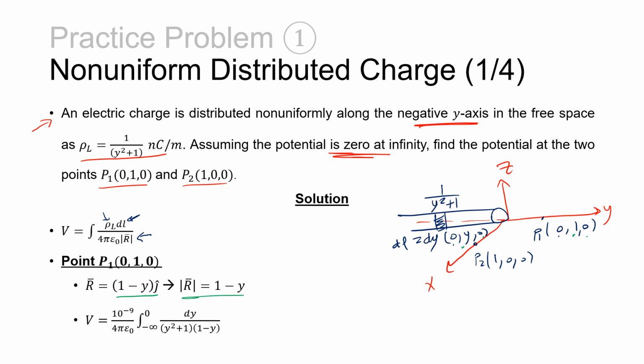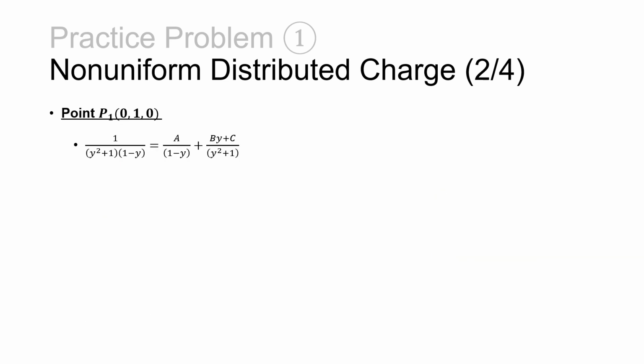Substituting into the equation, this will be our V equation, which we cannot solve directly. We need to do partial fractions. Basically we have two terms. For the first power, we can simply use a constant A. For the second power, we need to use By plus C. Multiply both sides by the denominator, and it reduces to this equation.